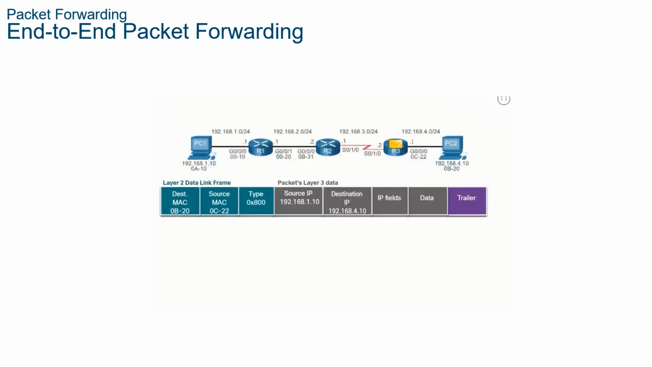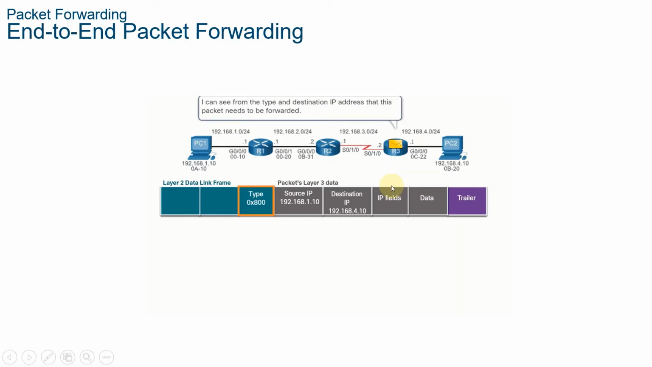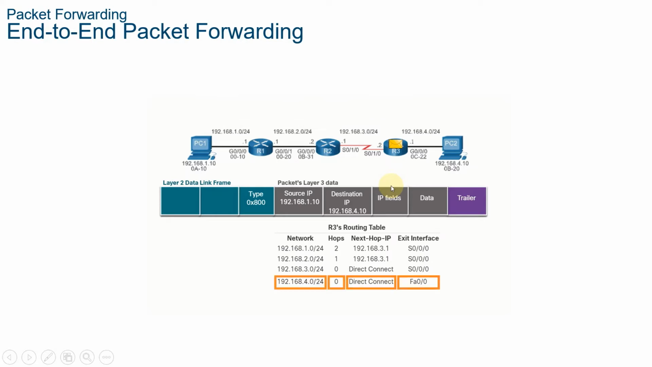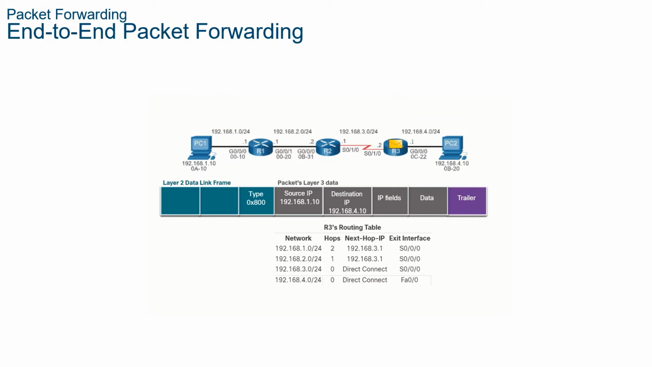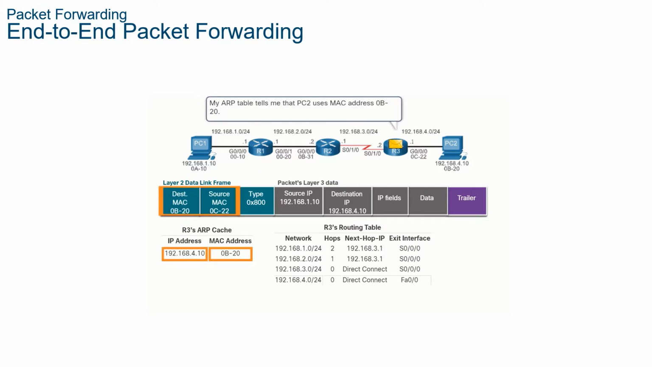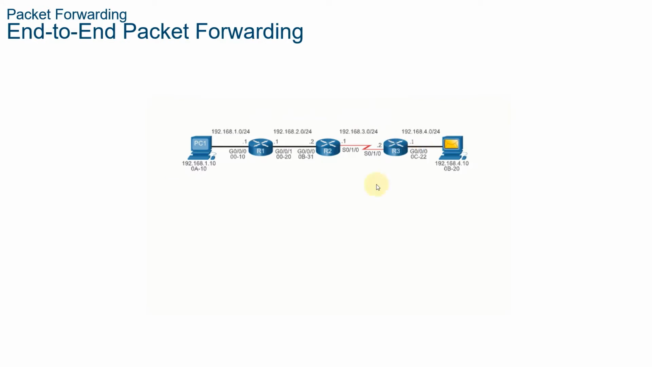Next would be R3 forwards the packet to PC2. Because the destination IPv4 address is on a directly connected Ethernet network, R3 must resolve the destination IPv4 address of the packet to its associated MAC address. If the entry is not in the ARP table, R3 sends an ARP request out of its FastEthernet 0/0 interface. PC2 would then return an ARP reply with its MAC address.